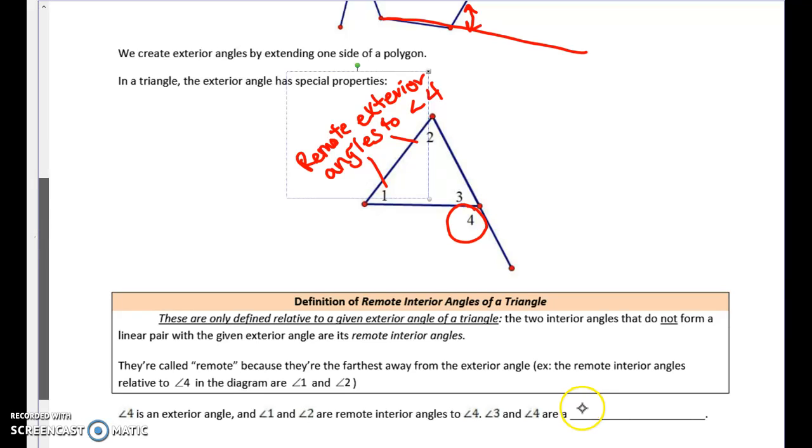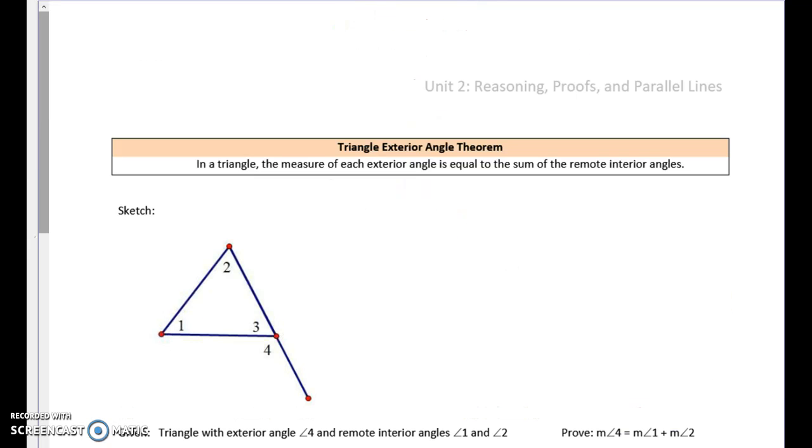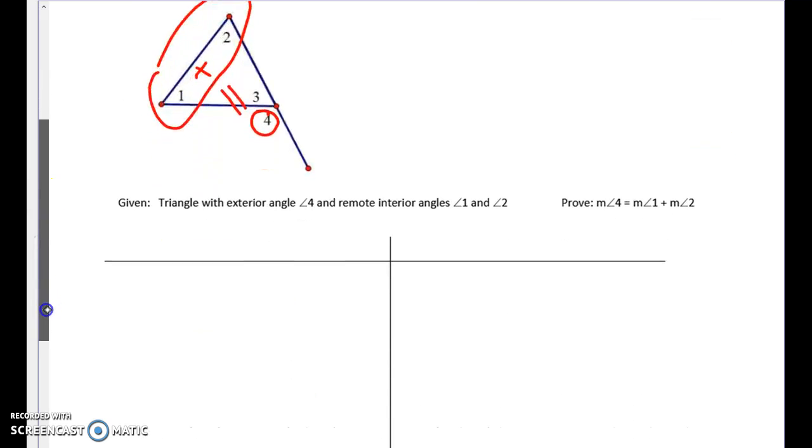Angle 3 and 4 form a linear pair, right? So there's a really cool theorem out there that says that when we have a triangle, the measure of an exterior angle is going to be equal to the sum of the remote interior angles. So basically, angle 4 would be equal to the sum of angles 1 and 2. I want to prove to you why that is. It's actually a pretty sweet proof, guys.